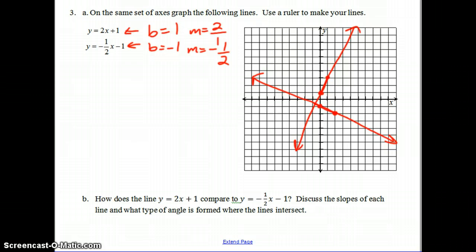Part B, how does the line y equals 2x plus 1 compare to y equals negative 1 half x minus 1? Discuss the slopes of each line and what type of angles is formed when the lines intersect. Alright, so let's look at where the lines intersect. They intersect right here, and they're talking about what type of angle. Okay, and hopefully by now you've learned about a right angle. Alright, and it looks like these lines form a right angle.